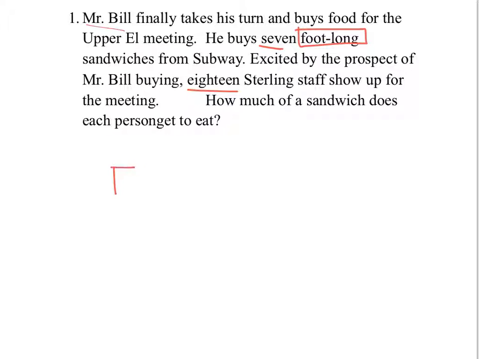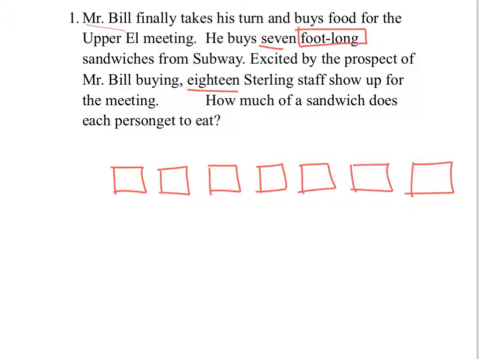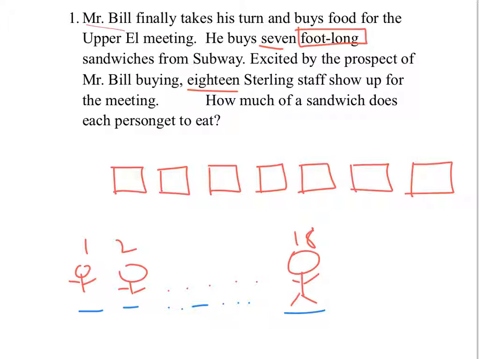So if you imagine these 7 sandwiches, and imagine 18 people. So you don't have to draw 18 people. You can just draw 3 with some dots. Okay, so there's 1, 2, blah, blah, blah, a bunch more people, all the way up to 18.